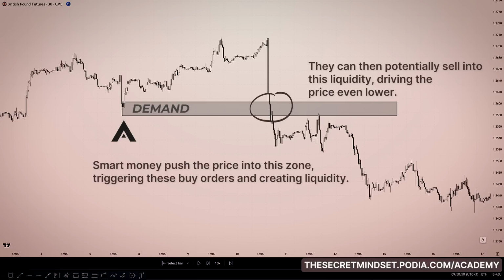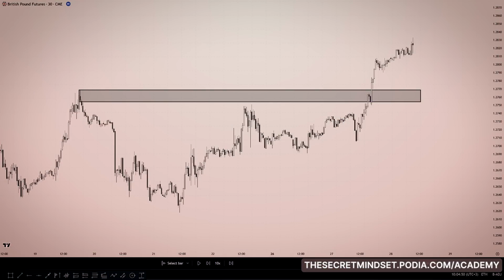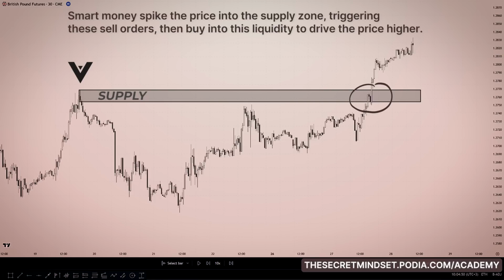That's why you see so many demand zones that should work in theory, but in reality, they fail. The same happens with supply zones. Traders often place sell orders at these levels, expecting price to drop. Smart money might spike the price into the supply zone, triggering these sell orders, then buy into this liquidity to potentially drive the price higher.